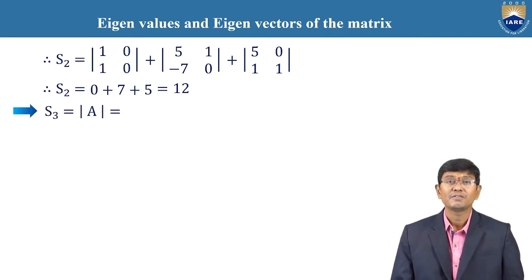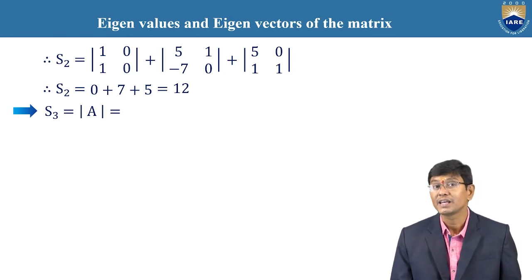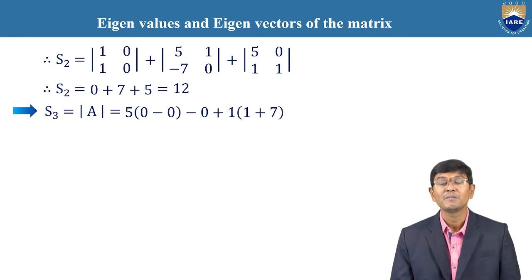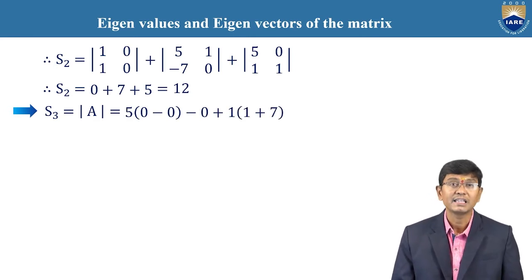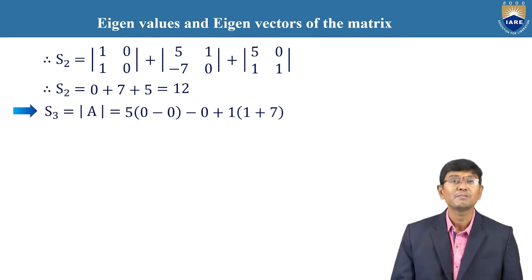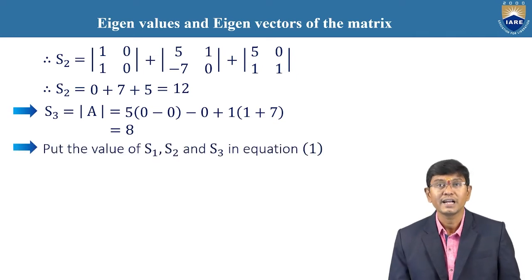And similarly, we need to find S3. S3 is nothing but the determinant of the given matrix. Here, the determinant of the given matrix is 5 into 0 minus 0 minus 0 plus 1 into 1 plus 7. That is a 3 by 3 determinant, as we know how to find. Therefore, the determinant of the matrix, after simplification, we obtain as 8 only.